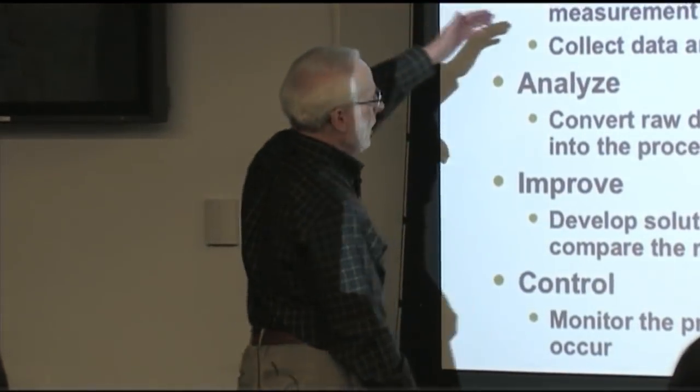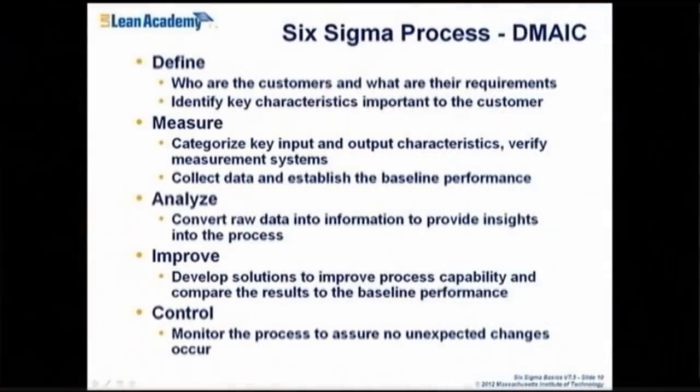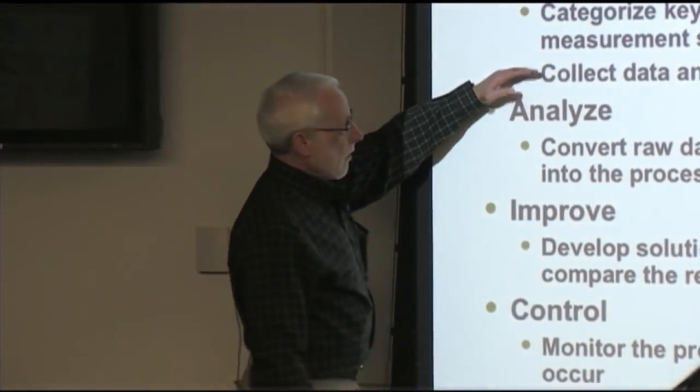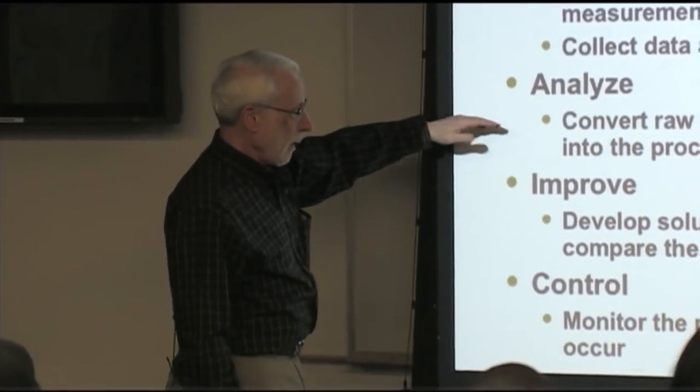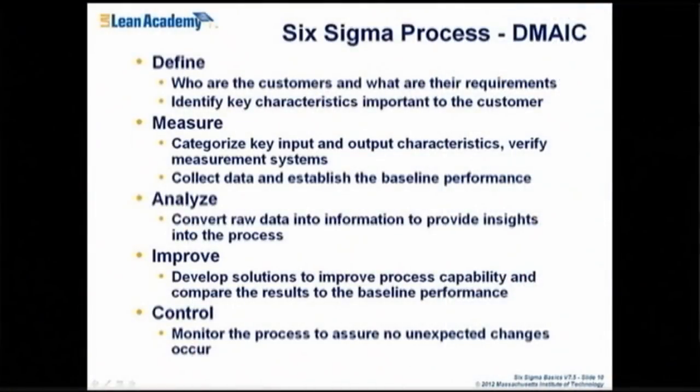So once we know the key characteristics, then you identify the key input and output characteristics, and you want to verify the measurement system. Here our output characteristic is the weight of the cup. That's what we're measuring. Later on, we might get more sophisticated and measure the input characteristics, like weighing the samples. But right now, we're just focused on the output characteristics. And we collect the data and establish the baseline performance. That's what we've done so far.